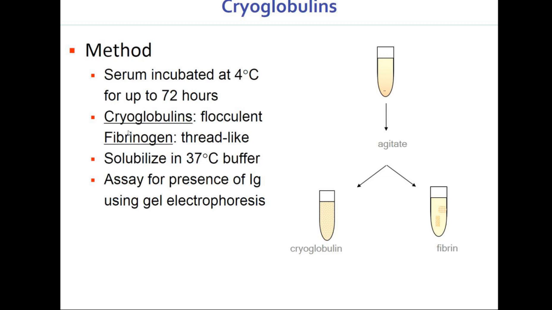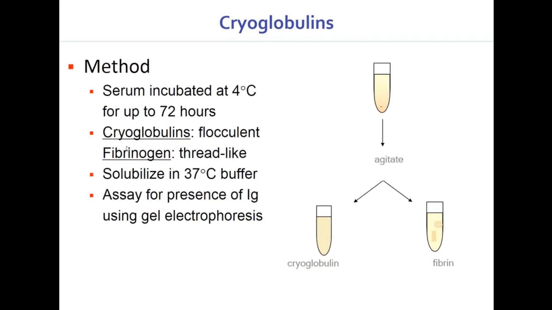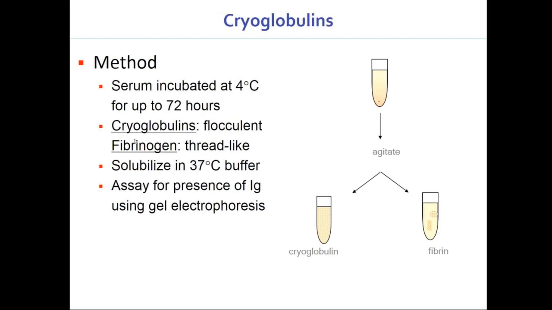If you recall, the cryoglobulins are assayed by patient serum having incubated at 4 degrees Celsius for up to 72 hours. The test tube is then agitated, and when a flocculent appearance is seen, such as a snow globe appearance, that confirms cryoglobulin. That serum is then assayed for immunoglobulins using gel electrophoresis to specify. In contrast, when a thready or potato chip-like appearance appears, we know that to be fibrin.